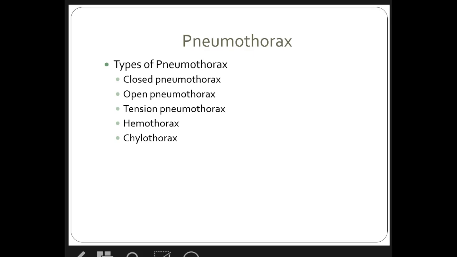A tension pneumothorax is when air accumulates rapidly in the pleural space. This can cause high intrapleural pressures. This results in compression of the lung on the affected side and pressure on the heart and great vessels, pushing them away from the affected side. This can result from open or closed pneumothorax.